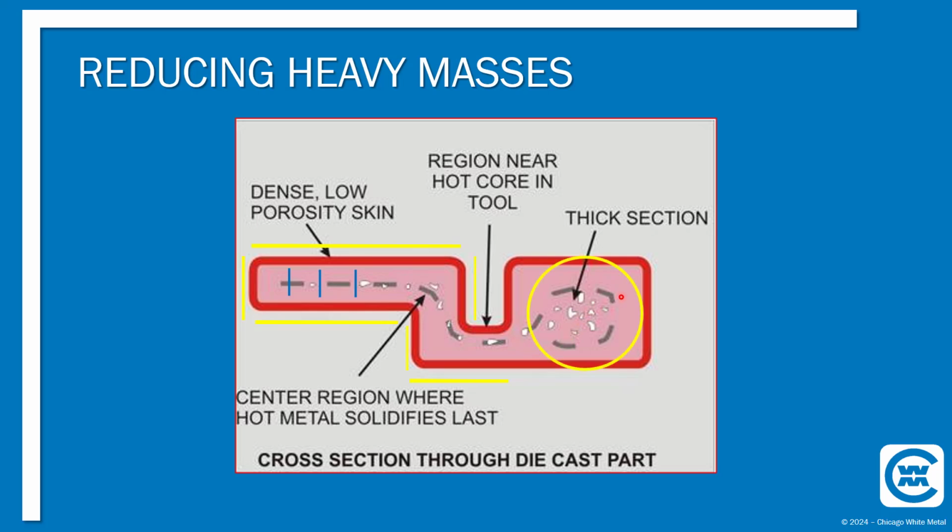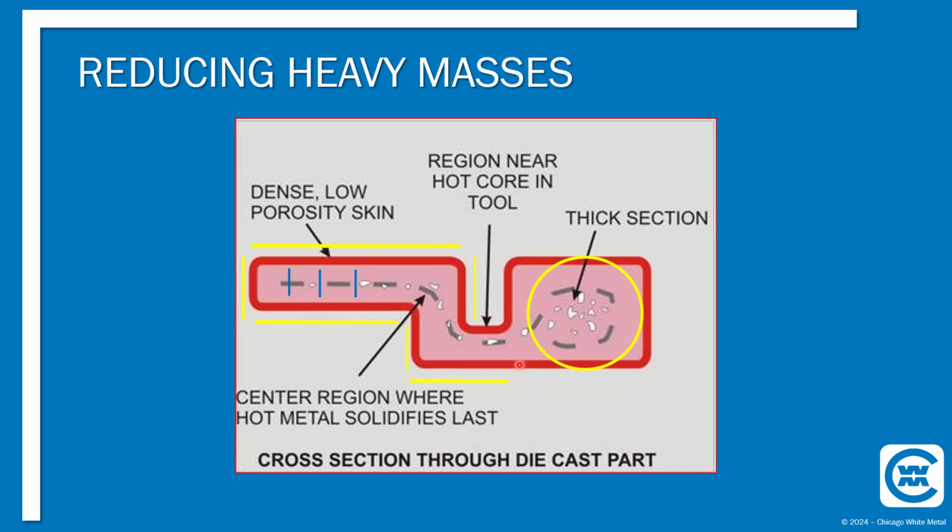And what happens is when the very hot molten metal enters a die cast tool, the skin or outside of the part solidifies very, very quickly, say within milliseconds. And that is where your very good high integrity low porosity areas are in the skin of the die casting, say the first 20-25 thousandths of an inch.